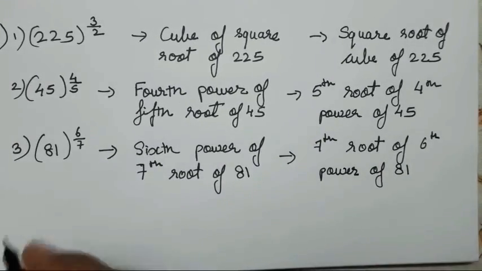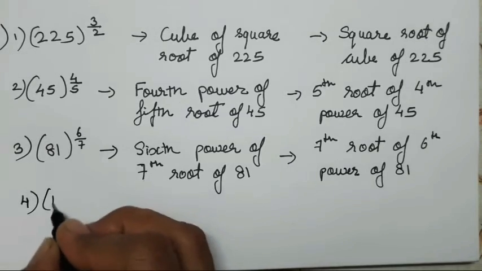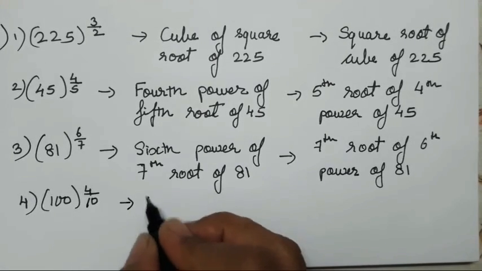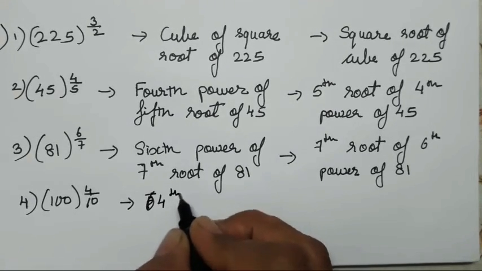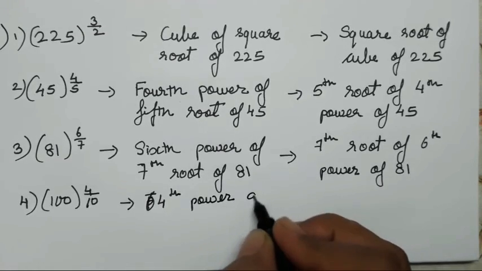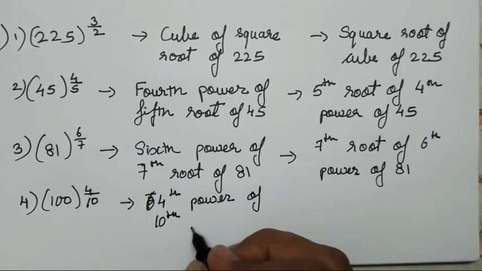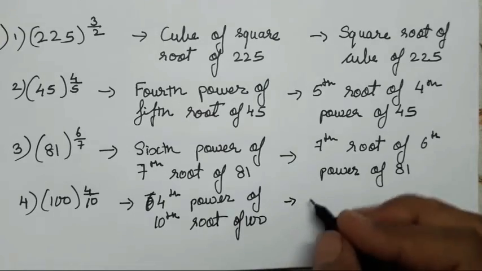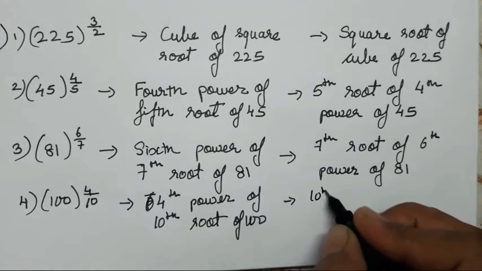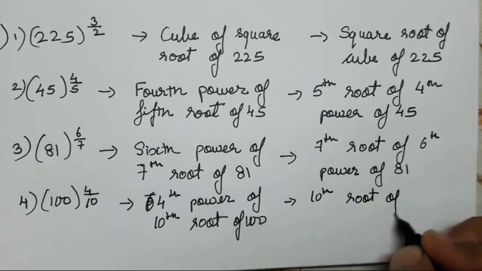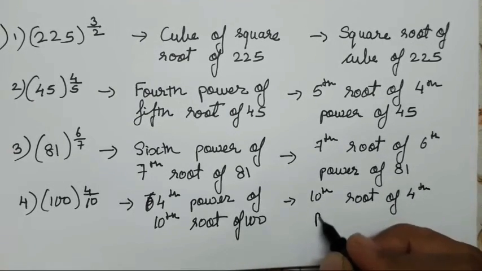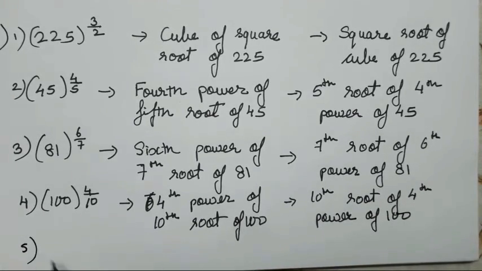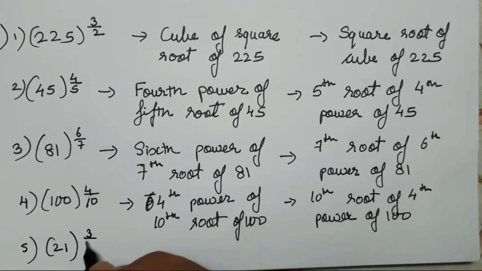The sentence has to be correct. Nothing much is done over here in this question. Only the sentence is to be done correctly. Next is 100, 4 upon 10. So power of the root is going to be fourth power of 10th root of 100, I will write it in number only, and over here root of the power will be 10th root of fourth power of 100. The fifth one is 21, 3 upon 7.